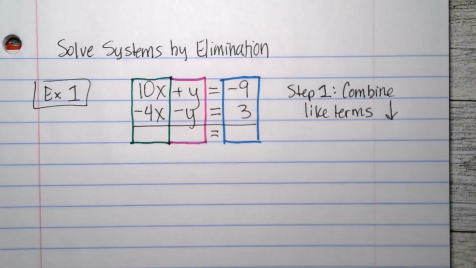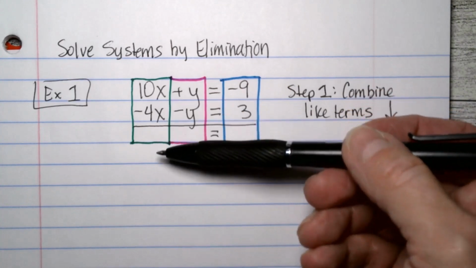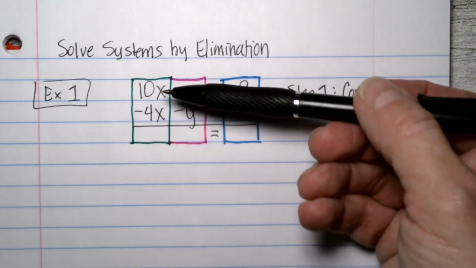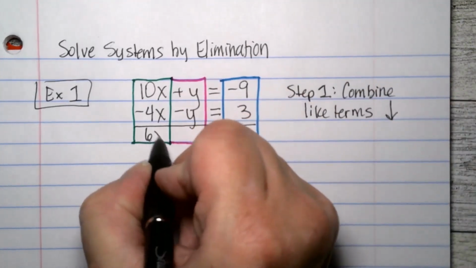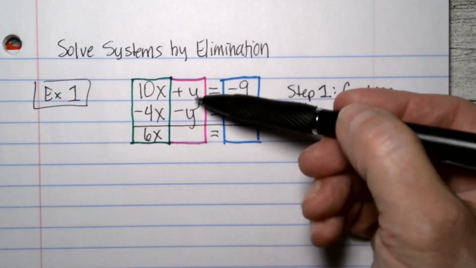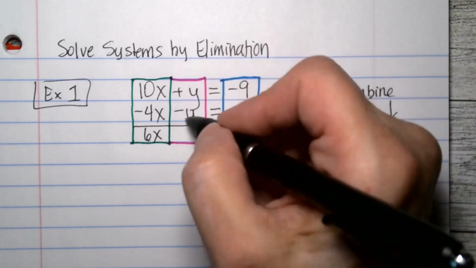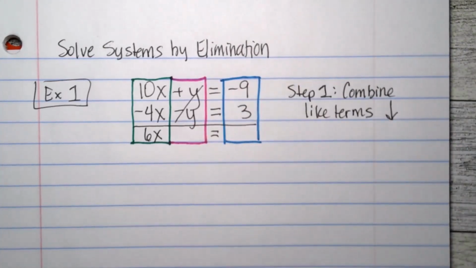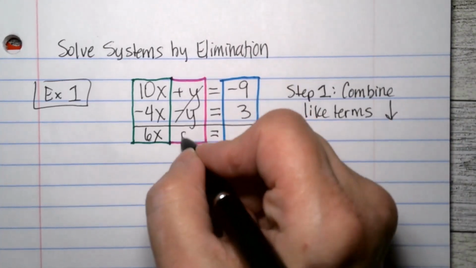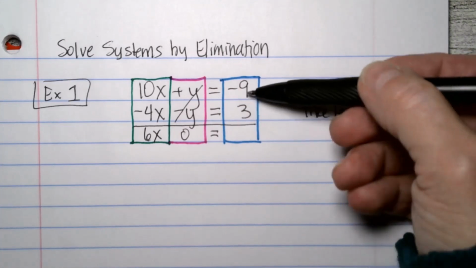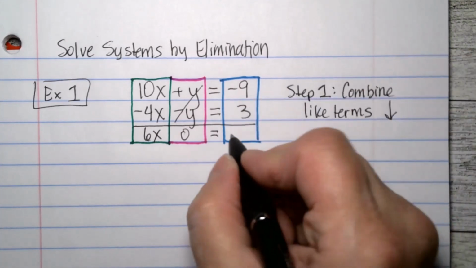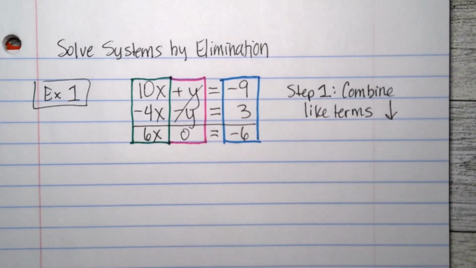All right, so looking only at the x's, I want you to put those together. 10x minus 4x is 6x, and I'll put the answer right there. Plus y and a minus y, well, those guys are going to cancel. You can just slash it. You can write a 0 here if you want. It's not necessary because it's not going to be anything. -9 with a 3 is a -6. So that is step 1.